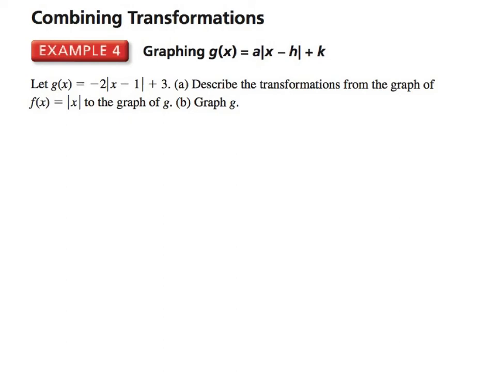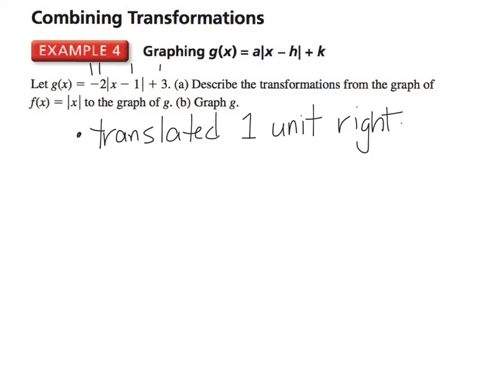Well, what does it look like is happening? We have a negative, we have a 2, we have a 1, and we have a 3. So we have 4 different transformations happening. The first one is that this graph from the absolute value of x, the parent function, has been translated horizontally 1 unit right. That's how you get this.